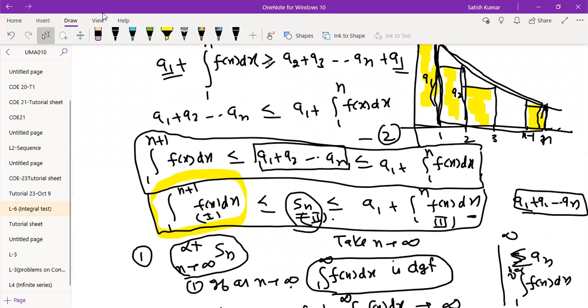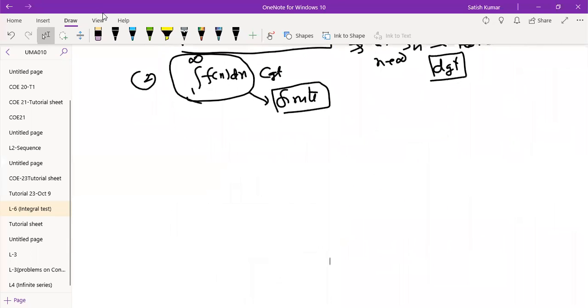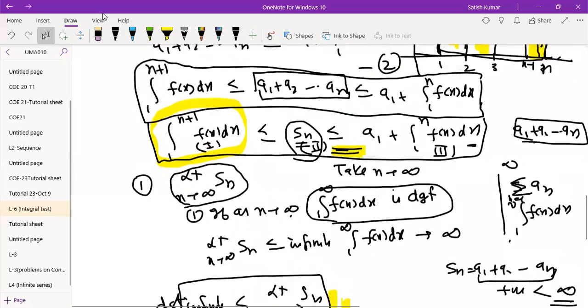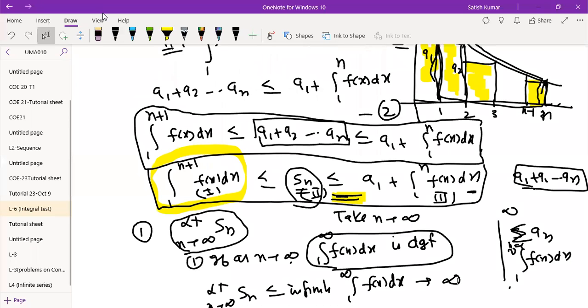But if we use this second inequality, this side, now you can see if this number is finite, and a1 was already finite, it means that as n approaches infinity, this limit is less than some finite number, and that means this sum is going to be convergent. So when the integral from 1 to infinity is convergent, which implies the limit as n approaches infinity of Sn is also going to be a finite number. So in both the cases, its behavior is judged by the convergence or divergence of the integral of f(x).